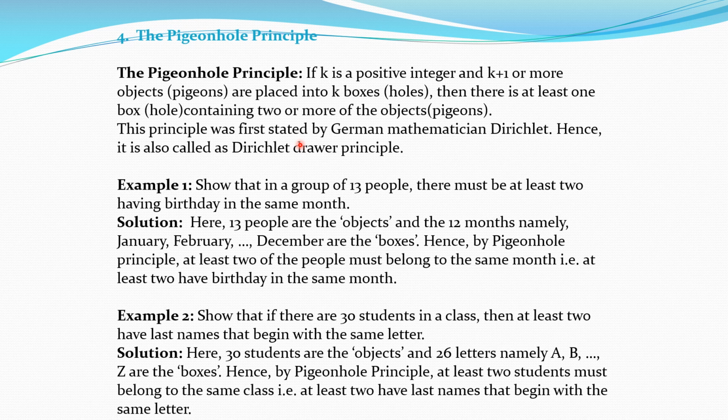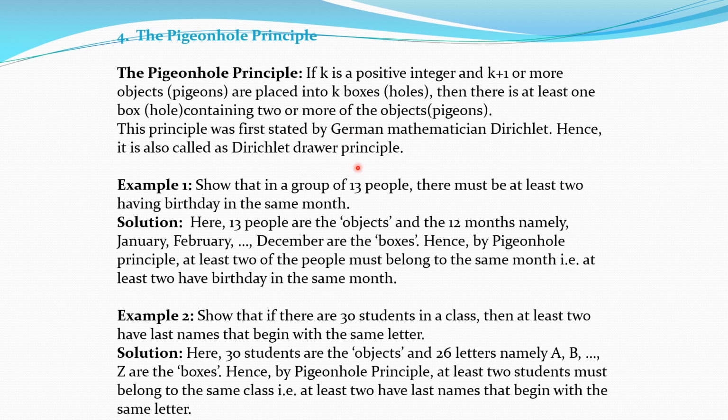Now, see what is actually a statement. K is any natural number, meaning positive integers. So if more than k, meaning k plus 1 or more objects, are placed into k boxes, then definitely there is at least one box containing two or more objects.